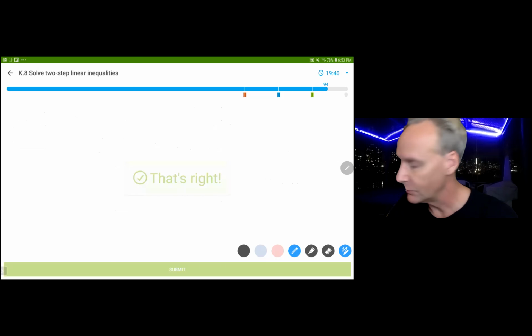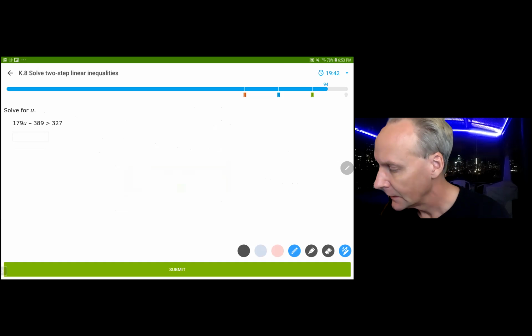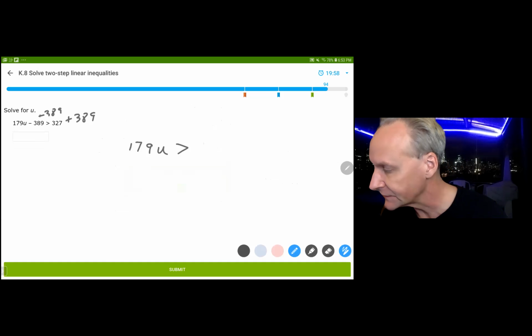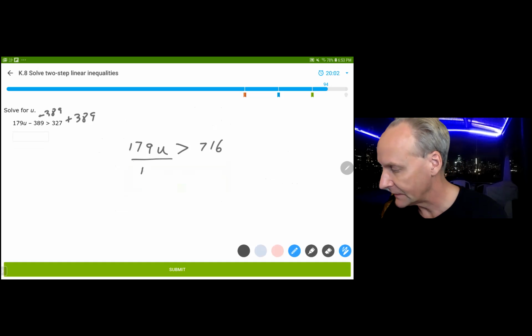And it looks like a few more. Darn, I'm getting tired of these. All right, so we have a 389. I'm going to add 389 to both sides. And I'm going to have 179u is greater than, and this one is going to be 716, I believe. And then I'm going to divide by 179.